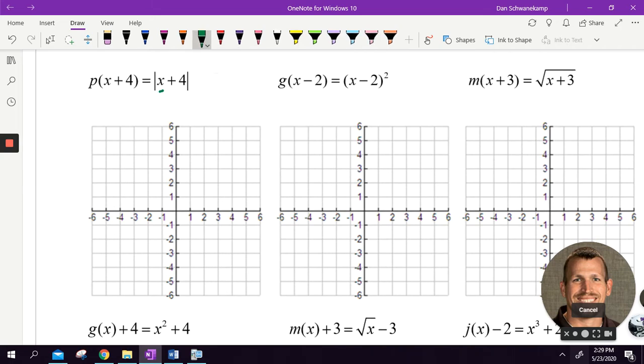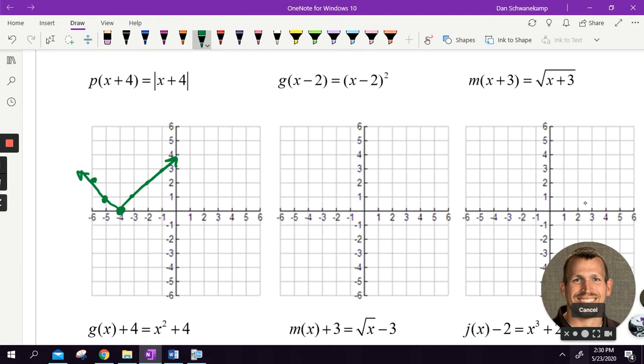The plus 4, this is inside the grouping symbol. So since it's inside the grouping symbol, it's going to move left and right. If it's plus 4, we're going to do the opposite of what you think it would be. It's going to move us to the left 4. So that's going to be my starting dot. And then from there, I'm going to make my V. Up 1 over 1, up 1 over 1, up 1 over 1. That is my V. That is what the absolute value of x plus 4 is going to be.